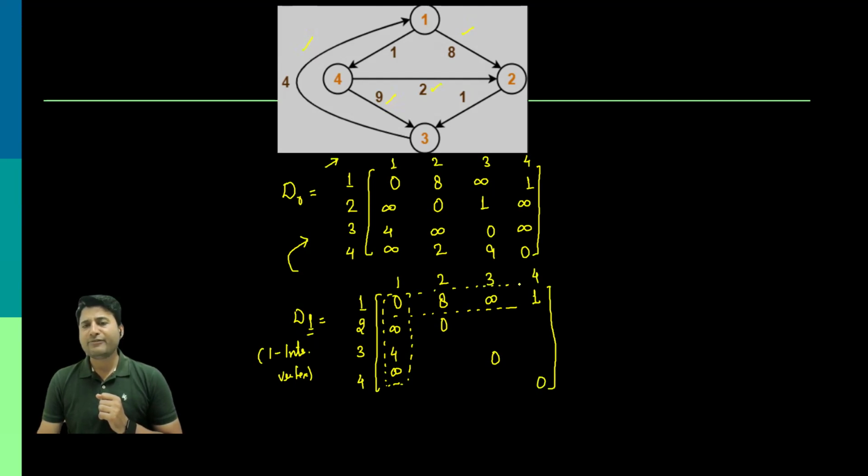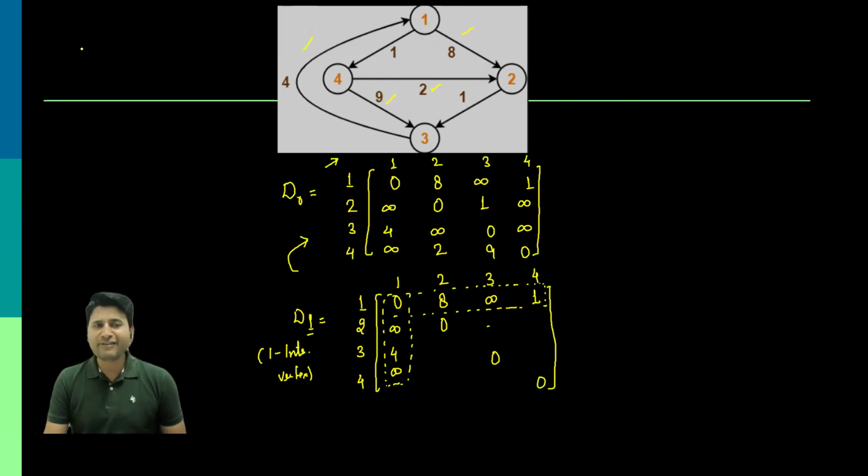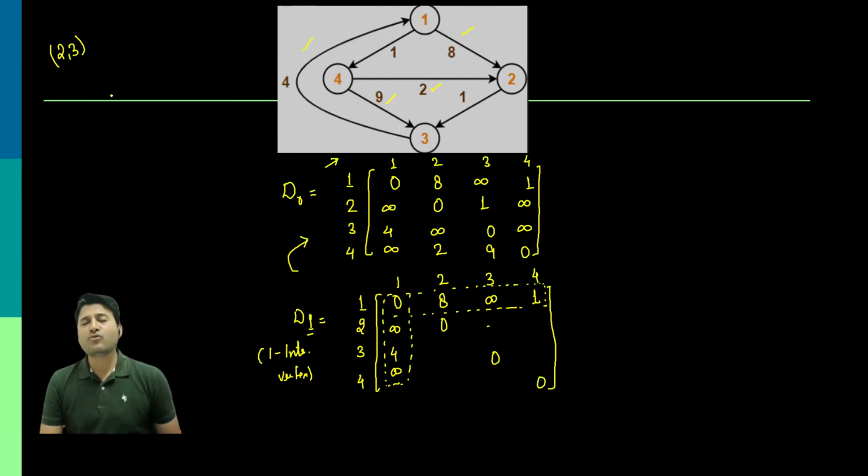So directly from the previous D0 matrix. Now let us try to find other entries. This entry we do have 2, 3. Let me write how exactly we find the distance matrix. So we are supposed to move from where to where? Vertex 2 to 3. The direct weight is given as 1.